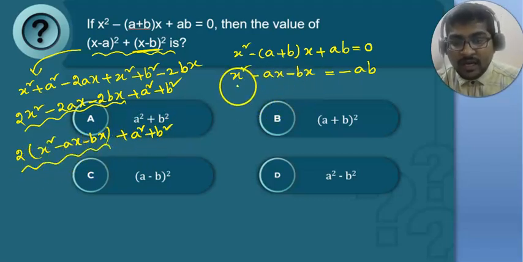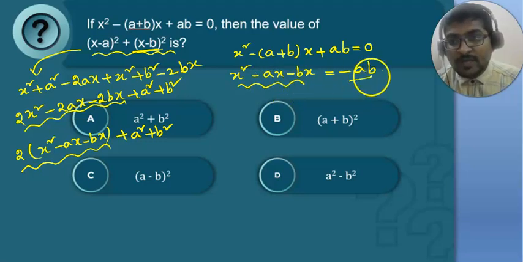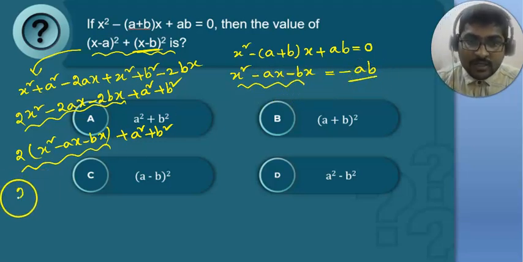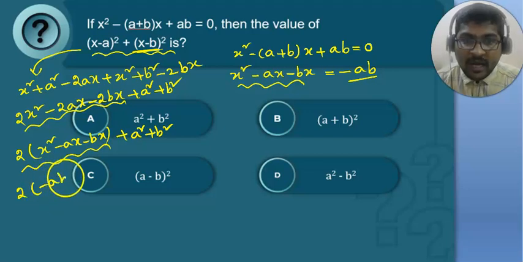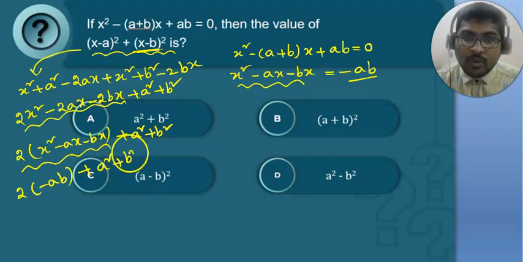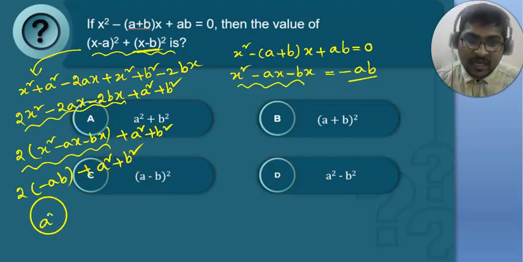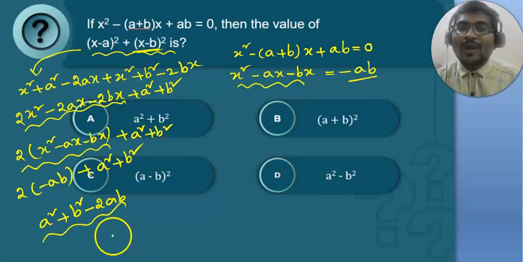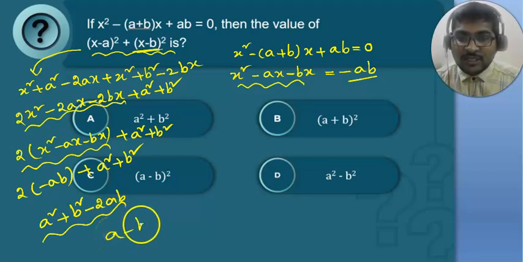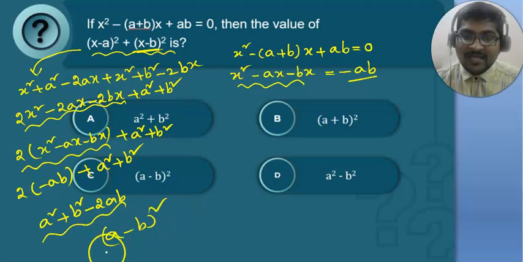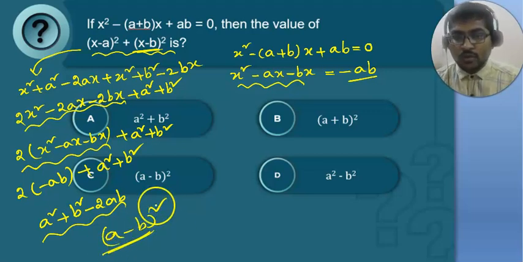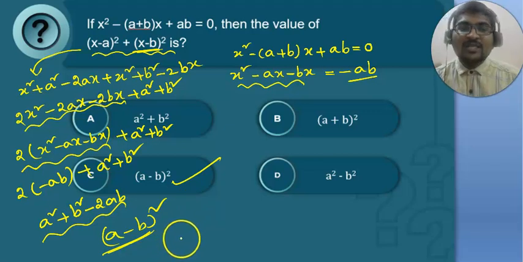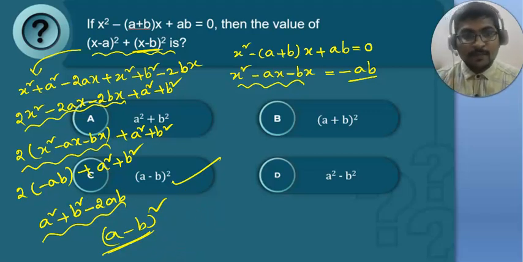Up to now, this can be written simply, students: 2 into minus ab, plus a square plus b square. This can be written as a square plus b square minus 2ab. So this expression looks like the (a minus b) whole square formula. This can be written like this, (a minus b) whole square. So option C is the right answer, students.